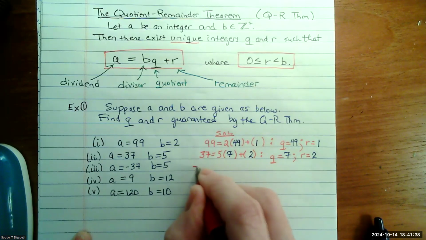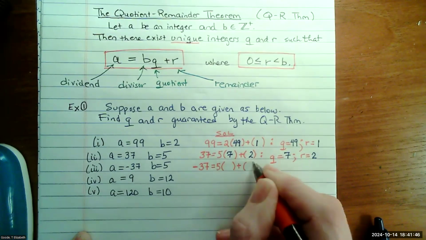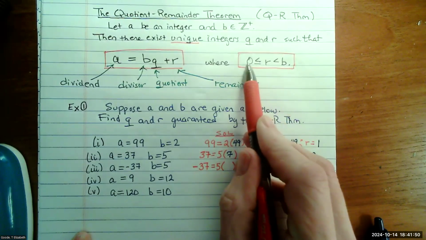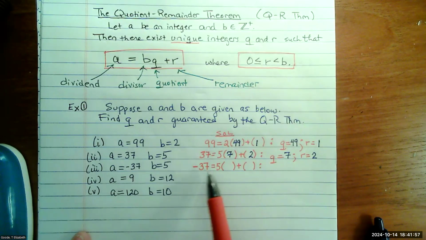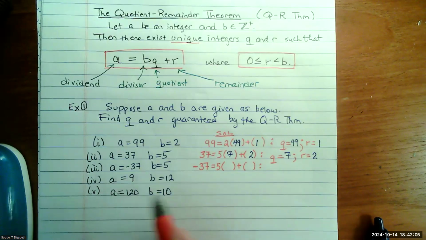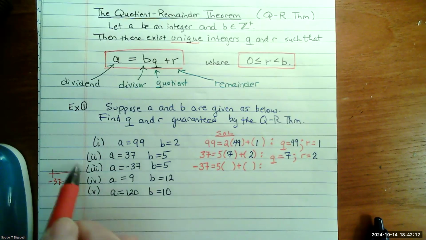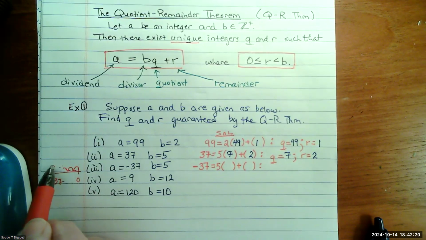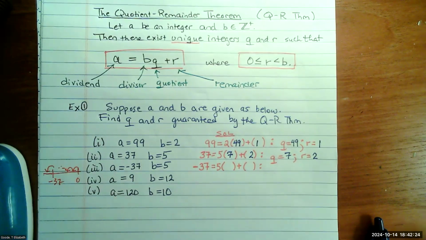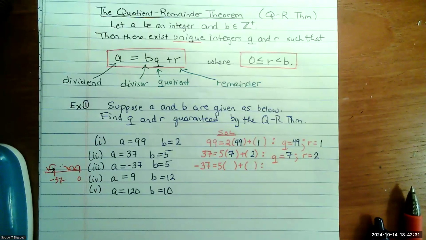It gets a little interesting when our dividend is a negative number, because we are not allowed to have a negative remainder. Remember, our remainder has to be no smaller than 0, and it cannot be as large as the divisor b. So when it's negative 37, what we're doing on the number line here, here's negative 37. Here's 0. We're jumping by jumps of size 5, but we're jumping backwards. And we have to actually overshoot the negative value so that we can come back to the right with a non-negative remainder.